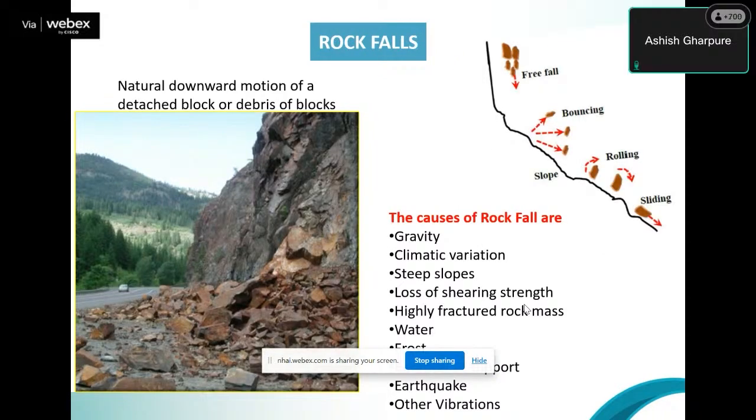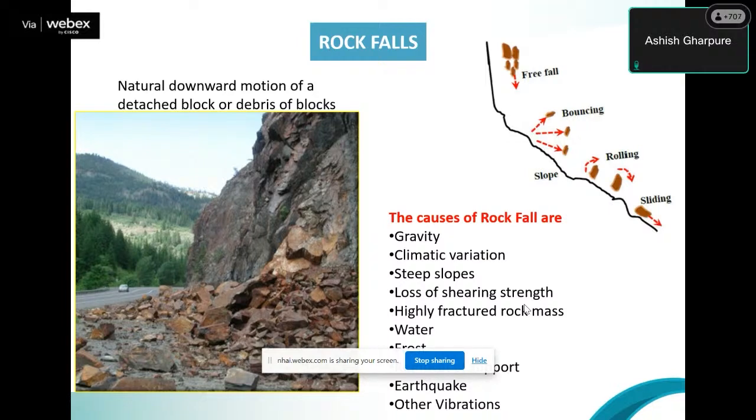Then comes this: once we are dealing with soil, these kinds of failures, the slip circle failure. But when it comes to rock, the failures are defined mostly by the structural geology of the rock, the orientation and how steep the slopes are. So there could be a free fall from a vertical cut, rolling down of stones, and sliding of rock over the other rock surfaces.